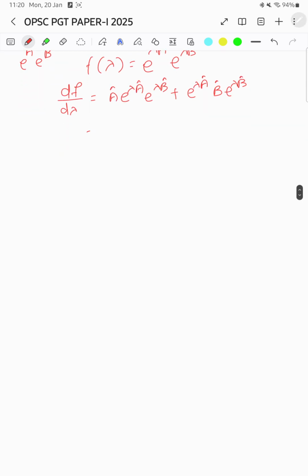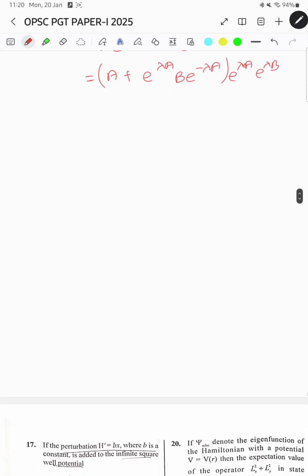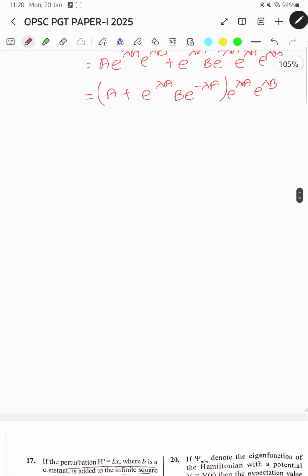Okay, so if you write e to the power lambda a, e to the power lambda b, here we can do one thing: e to the power lambda (a+b), and I am writing here e to the minus lambda, e to the power lambda a, e to the power lambda b. So we can take the common here, a plus e to the power lambda a, b e to the power minus lambda a, and outside we have e to the power lambda a, e to the power lambda b. Okay, I hope till this point everything is clear.